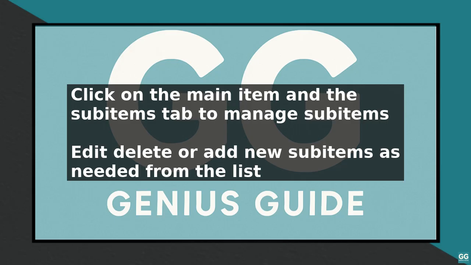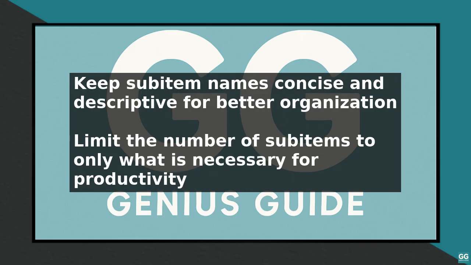Best practices for configuring subitems include keeping the subitem names concise and descriptive, using consistent naming conventions, and limiting the number of subitems to only what is necessary. By following these steps and best practices, you can effectively configure Monday.com subitems to improve your workflow and increase productivity. Remember to keep your subitems organized and up to date to get the most out of this powerful feature.